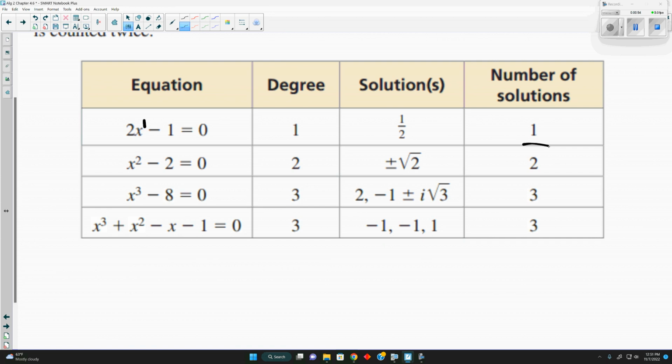Now, the next equation we have on this chart is x squared minus 2 equals 0. The degree is 2 because the biggest exponent is 2. Our solutions are plus or minus the square root of 2, so we have a total of 2 solutions. The next one, x cubed minus 8 equals 0. The degree is 3 because the biggest exponent is 3. It works out that our solutions are 2, and negative 1 plus or minus i square root of 3, which is a total of 3. And the last one, the degree is 3. Our solutions are negative 1 and 1, and again, we have 3 solutions.